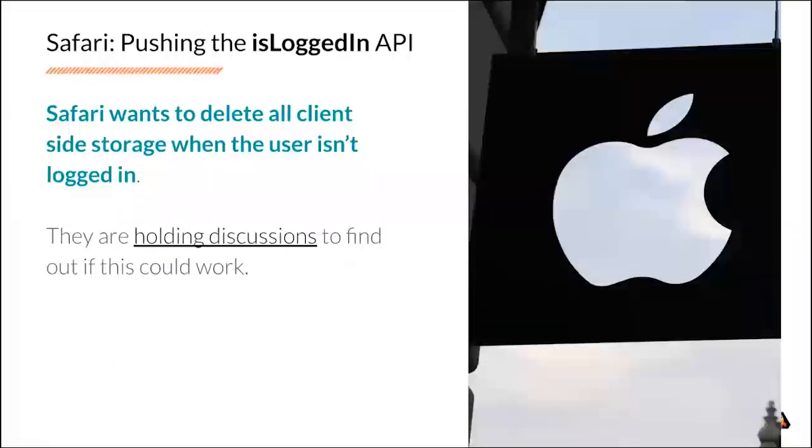Safari is pushing an is-logged-in API. And I don't necessarily know there's a lot of appetite for this in the larger ecosystem, but what they want to do is delete all client-side storage when the user isn't logged in. So if the user is not logged in, all their state gets deleted, which would ultimately impact things like guest shopping carts, but it would also mean that if they're not logged in, from a testing perspective, then they potentially get resegmented the next time they log in. So that's scary because it breaks a lot of things. We don't know if that's going to go through.